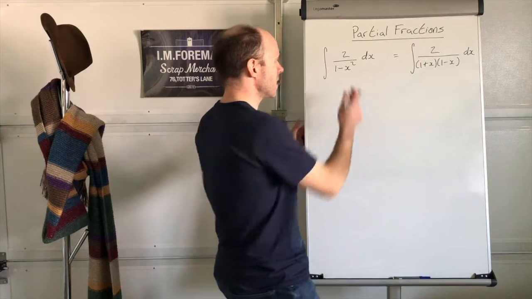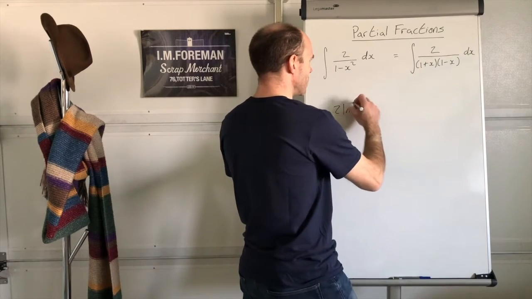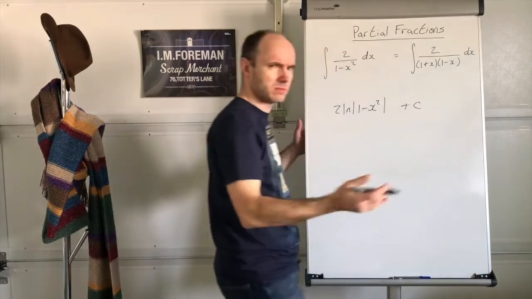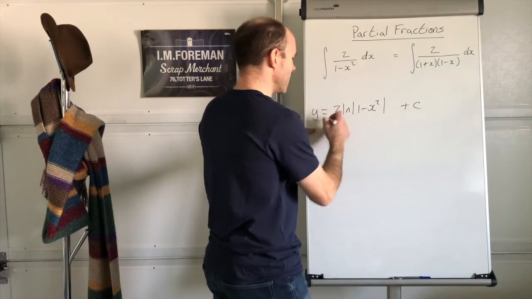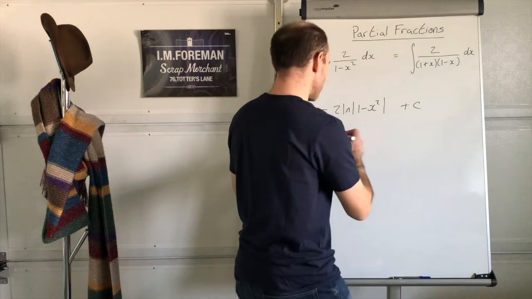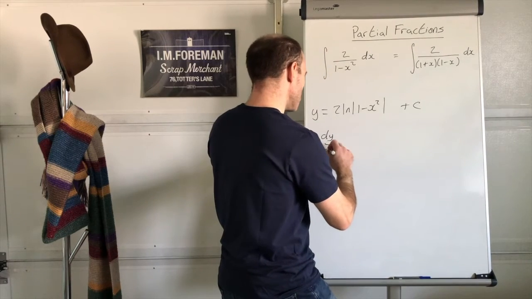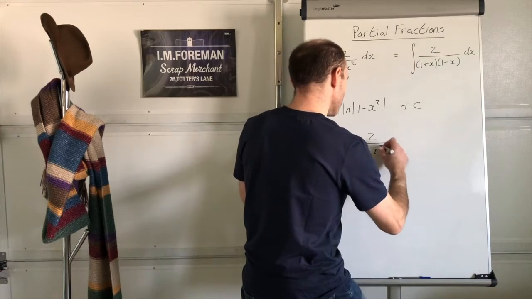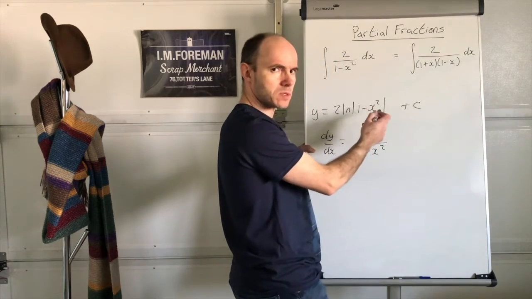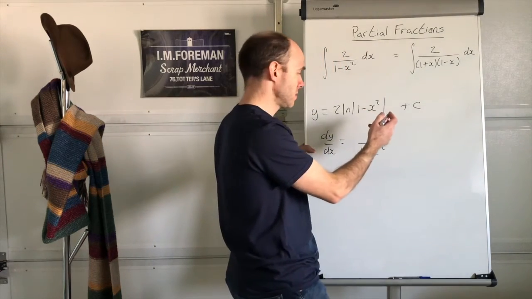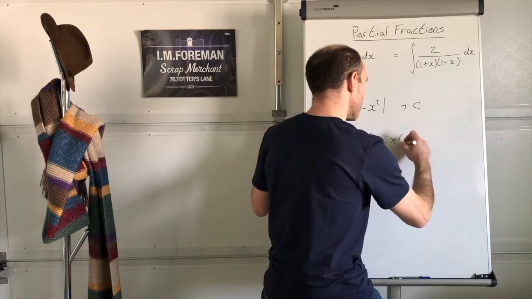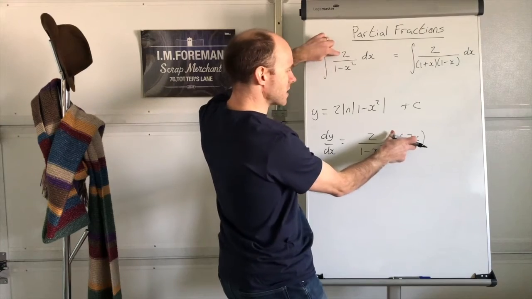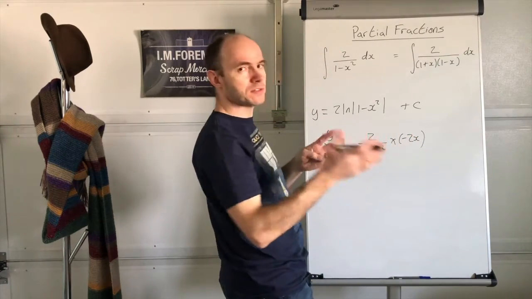Sometimes I get asked the question, isn't that just going to be 2 natural log 1 minus x squared, or something like that? No, it's not. Because look, if you think about it, y equals 2 natural log 1 minus x squared. Differentiate that, you're going to get 2 over 1 minus x squared, aren't you? But then you've got to differentiate the 1 minus x squared. You get negative 2x, so that's going to be multiplied by negative 2x, isn't it? And so, can you see, there's no x term there? And that's the difference.